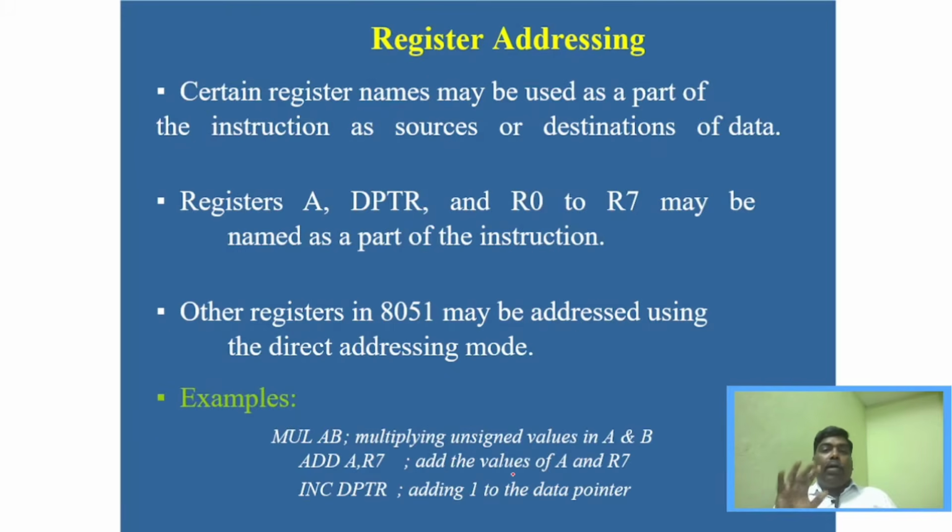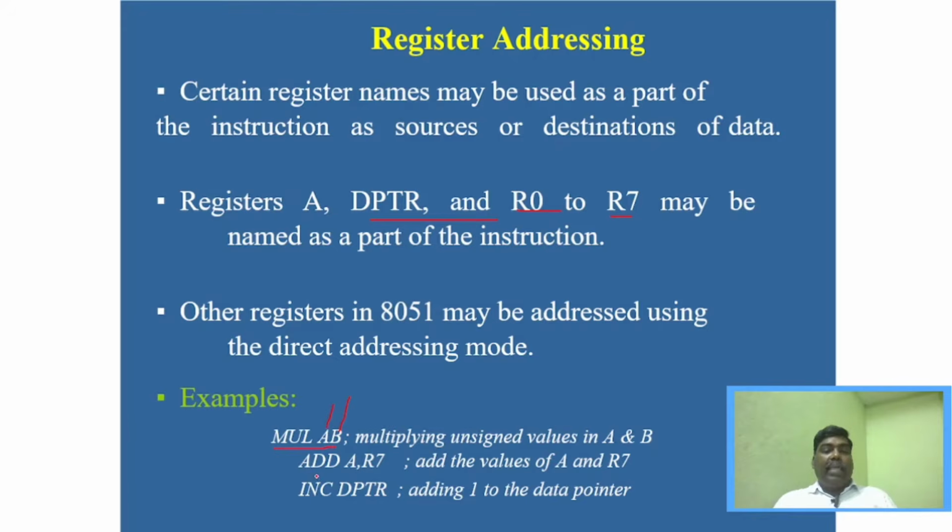And we will see register addressing. As I said, very simple. Whenever it is register addressing, you will have registers in the instruction itself. That is register A, DPTR, R0, and so on. You can see here MUL AB, which is multiply AB. That is, it will multiply this content and this content.